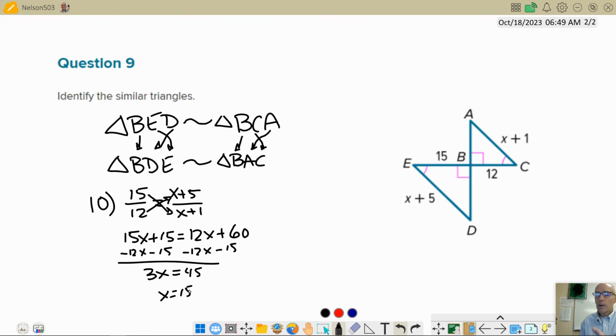Now, wait, you have to be careful. I think in the book they asked for AC. They asked for this length right here. So on number 10, you have to be careful. Does it say AC equals, and then give you a little box to type your answer in? You have to put 16 in there because we're putting 15 in for x right down there.